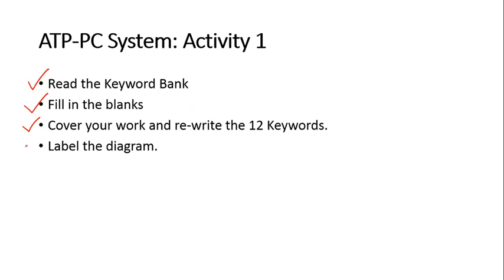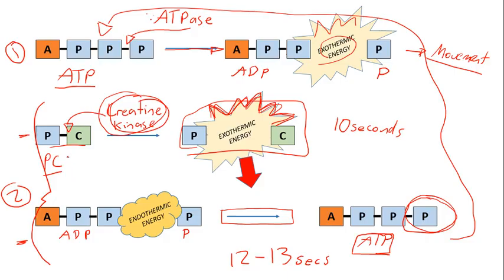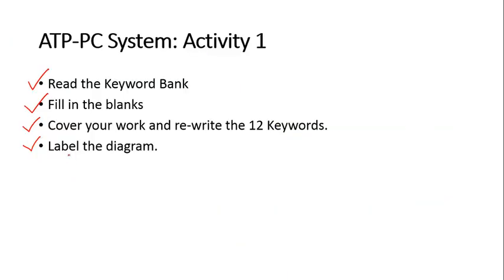Once you've done that, there is a diagram which I have just gone through on the slide before, but I would like you to label the diagram. In particular, the enzymes, so ATPase and creatine kinase, as well as the compound name. So is it ATP? Is it ADP? Is it phosphocreatine? Or is it phosphate and creatine separate? Okay, all done.